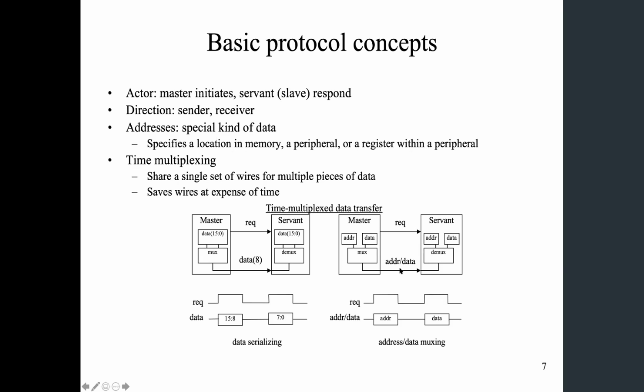And again, we have a much narrower bus than the actual data width and the size of the address. So what we have to do is to break the address and data transfer into separate transactions. First, we'll transfer address. So that's the first one. And then the second cycle or transaction, we will transfer the actual data. So this is called address bus multiplexing.